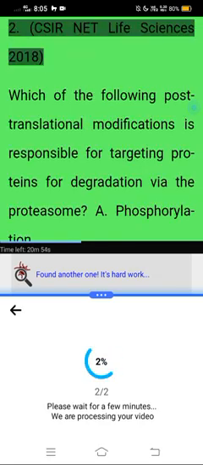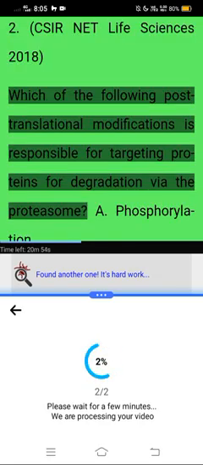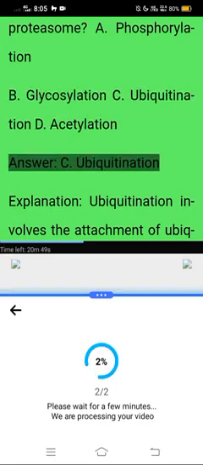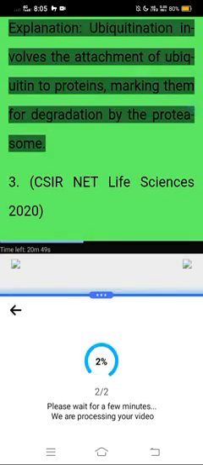2. CSIR-NET Life Sciences 2018. Which of the following post-translational modifications is responsible for targeting proteins for degradation via the proteasome? A. Phosphorylation. B. Glycosylation. C. Ubiquitination. D. Acetylation. Answer: C. Ubiquitination. Explanation: Ubiquitination involves the attachment of ubiquitin to proteins, marking them for degradation by the proteasome.